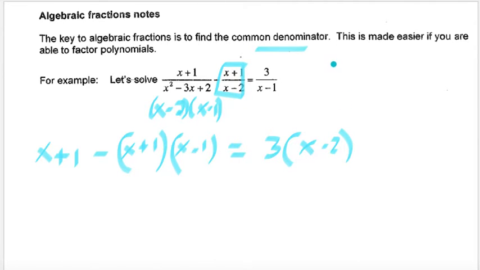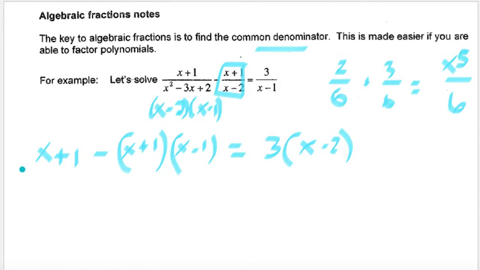Kind of like if you have 2 sixths plus 3 sixths equals x sixths. It doesn't really matter because the denominators are all the same: 6, 6, and 6. So all you really have to ask yourself is 2 plus 3 equals x, and 2 plus 3 is 5. So you know x is 5. I'm using the same philosophy here.